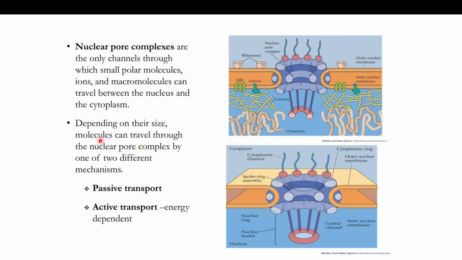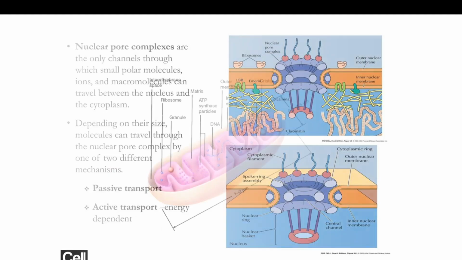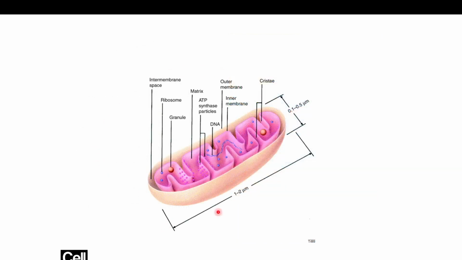Now, depending on the sizes of the molecules, they can travel through the nuclear pore complex by one of two mechanisms. One is passive transport based simply on the concentration gradient, and one is active transport, which is energy dependent. Then we have this mitochondria, another membrane-bound cellular organelle present in eukaryotes.